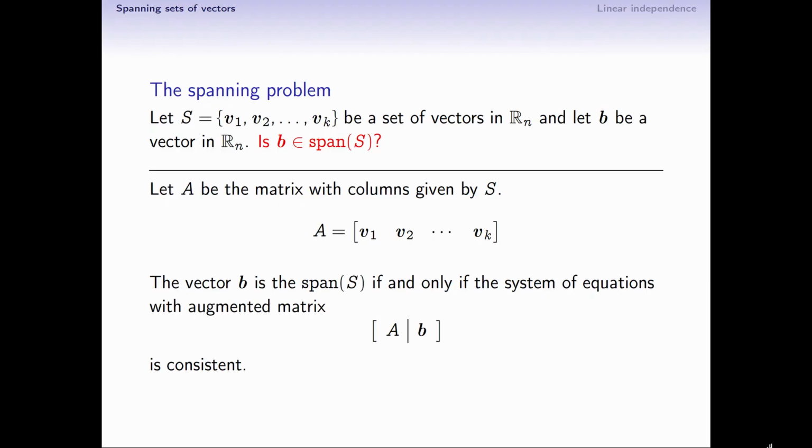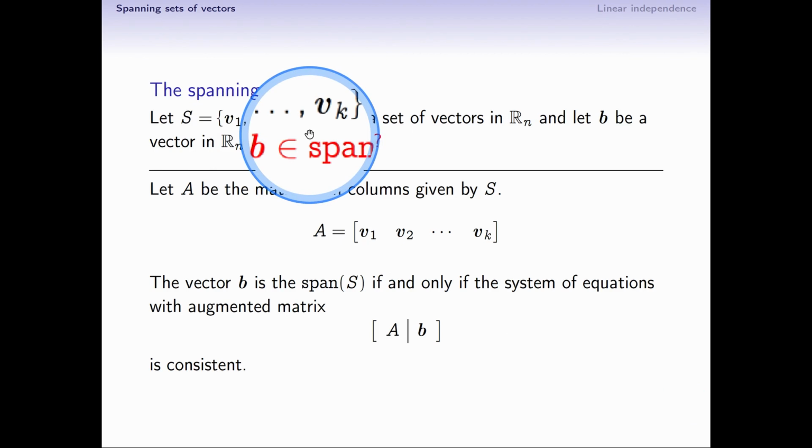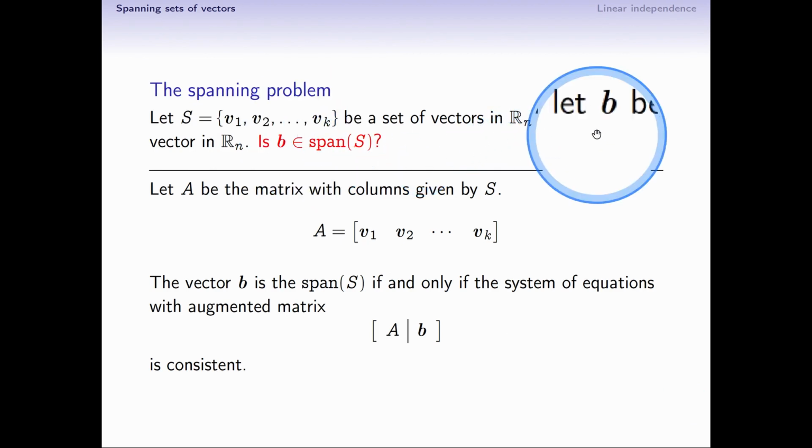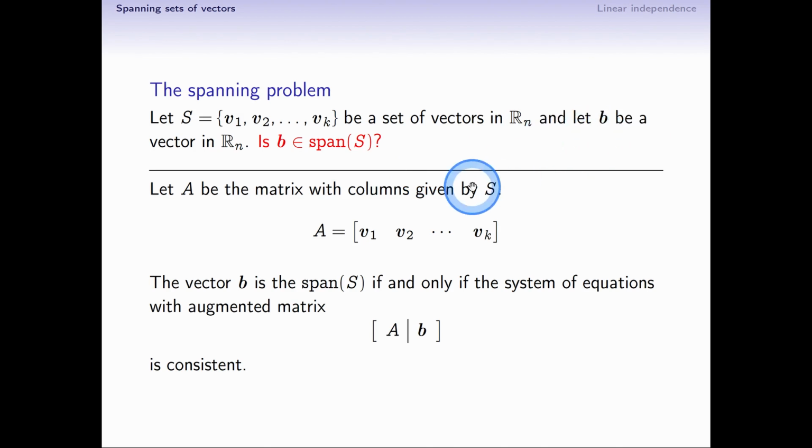Now we can summarize the work from our last two problems as follows. Let S be a collection of vectors, let's say v1 through vk. Let those be vectors in n-dimensional space. And let b be another vector in n-dimensional space. Now the question we've been asking is this: is b in the span of S? In other words, is b a linear combination of the vectors v1 through vk?